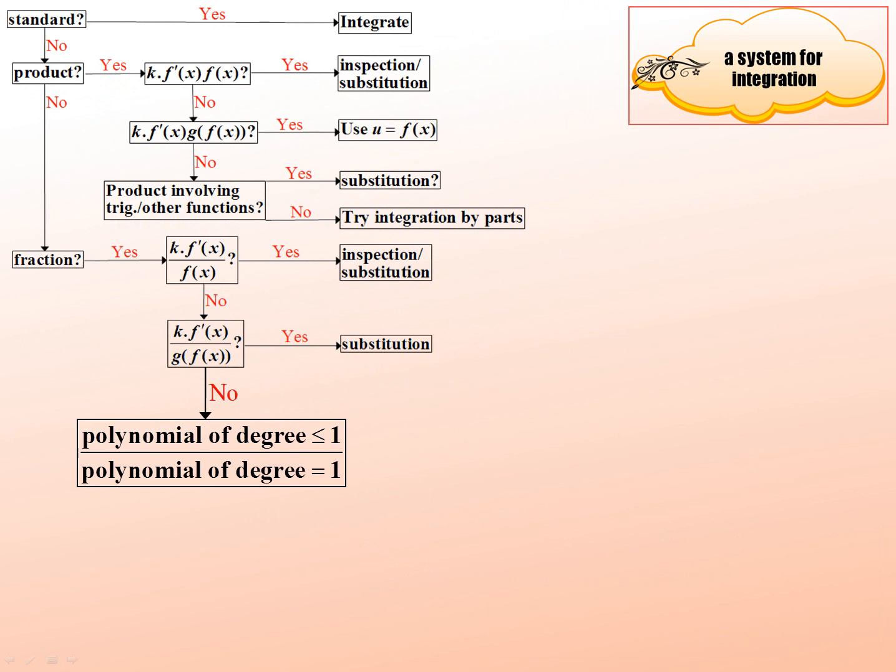Well, is it a polynomial of degree less than or equal to 1, over a polynomial of degree equal to 1? If yes, we could do switch around. I don't know if you remember switch around or if you've done it, but that's very useful. But it really only is useful if it's of degree 1 there. I could use substitution here.